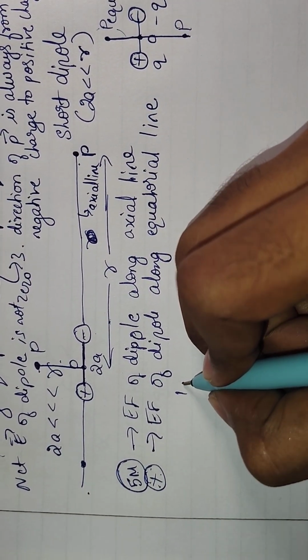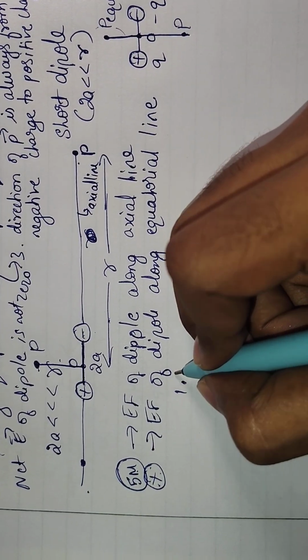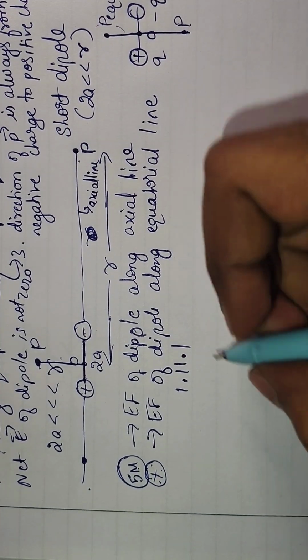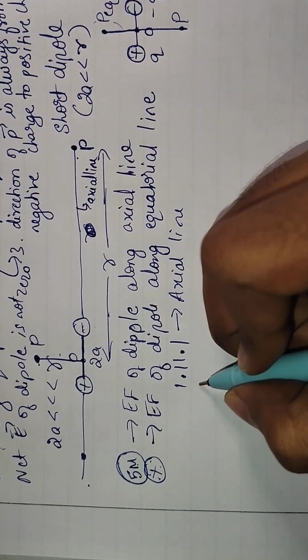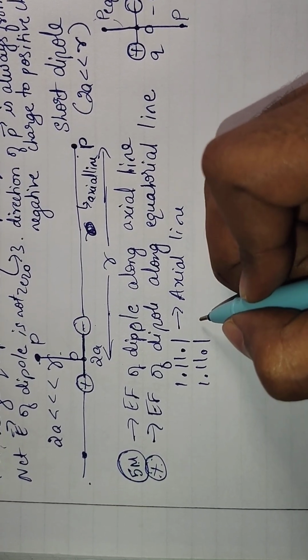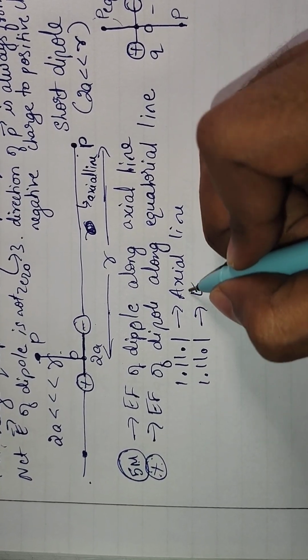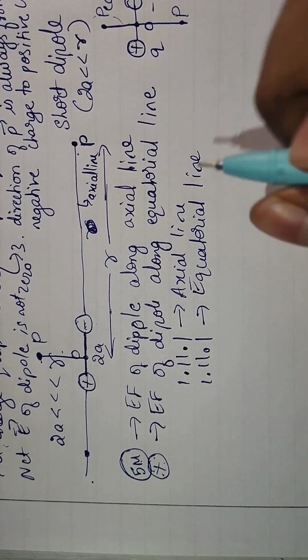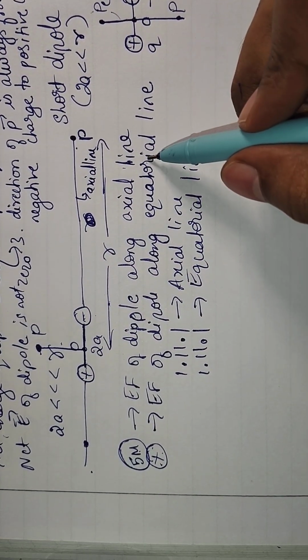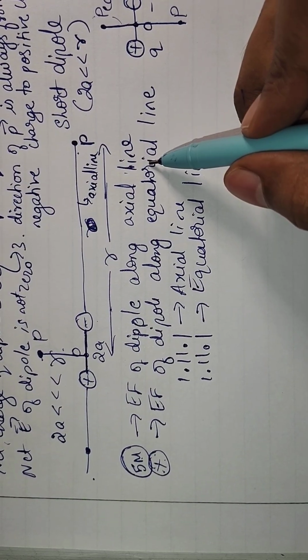The section number will remain the same for both of them, that is 1.11.1. The first one will be along the axial line, the second 1.11.1 will be for the equatorial line. From your board exam point of view these 2 questions are very important, and I will explain them in the next video.